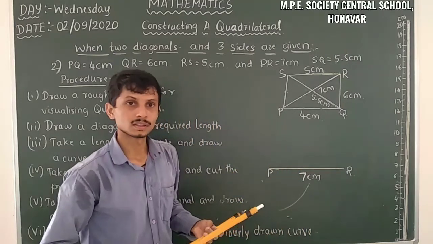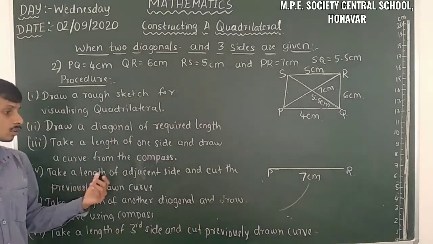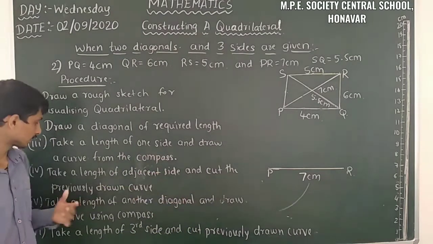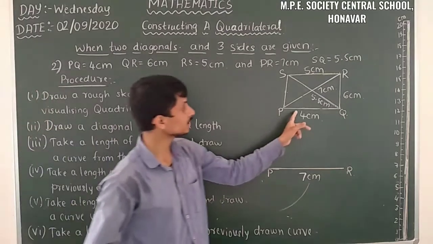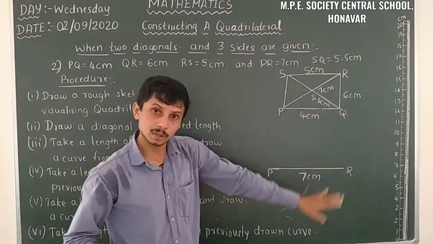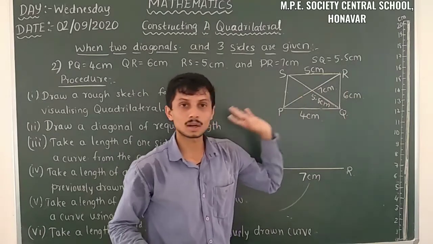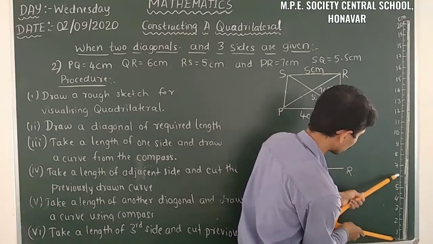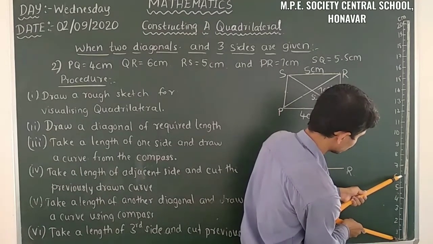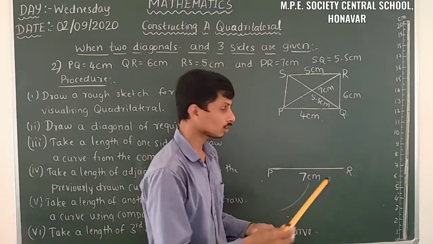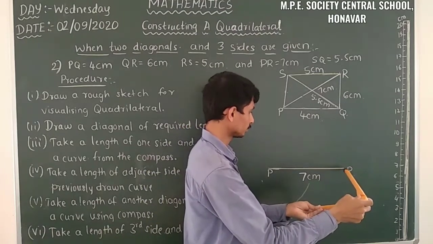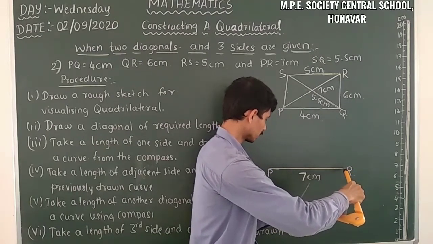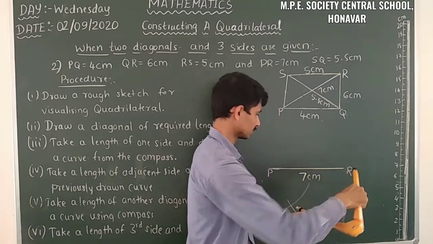Then what do we have to do? Take the length of the adjacent side and cut the previously drawn curve. What is the adjacent side for this PQ below the diagonal? That is QR only. So take the length of QR, which is 6 centimeters. Locate the required point, it is R. Locate R, then cut the previously drawn curve like this.